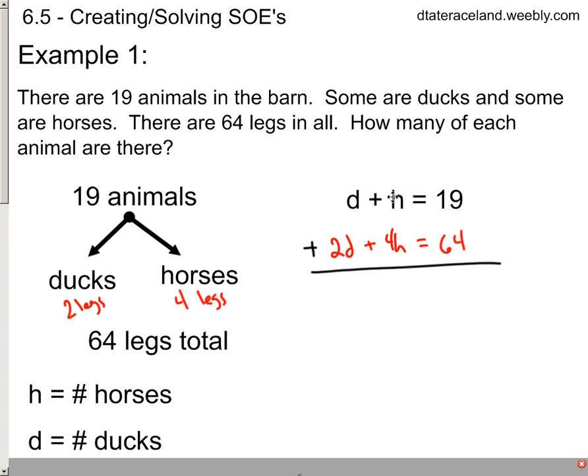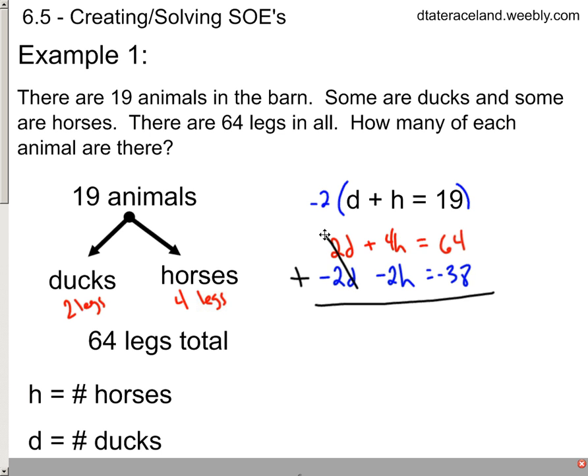Unfortunately, it's not set up for elimination to go straight into it, so we're going to have to change it slightly. I can make this into a negative 2D by multiplying it by negative 2, so we'll multiply the whole equation by negative 2. Now we're set up to add the two equations together. The D's are eliminated. That's why it's called the elimination method. Here's 2H, and here is 26. Divide both sides by 2, and we know we have 13 horses.